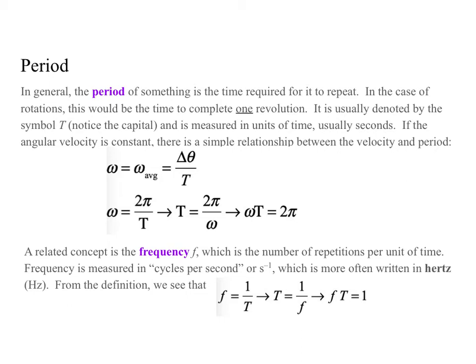A related concept is the frequency f, which is the number of repetitions per unit of time. Frequency is measured in cycles per second, or inverse seconds, which is more often written as hertz, and from the definition we see that the physical frequency f is 1 over the period, or f times t is 1.